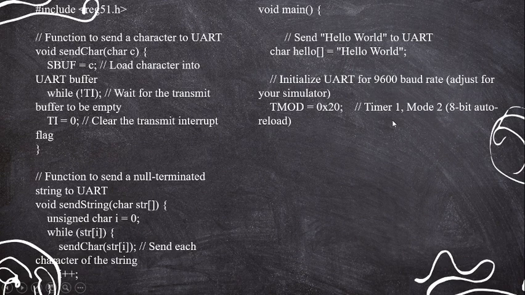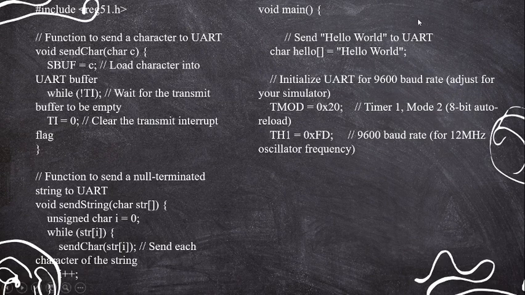Next, what else do we need to initialize? We need to initialize the TH1 register for the set baud rate of 9600. What is the hexadecimal equivalent of that? It is FD. Look at that, the frequency is 12 megahertz. So if this frequency changes for the same baud rate, this value will be different. It also depends upon the frequency of operation of the microcontroller.